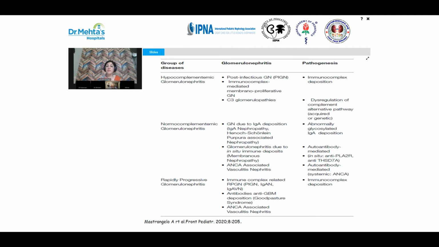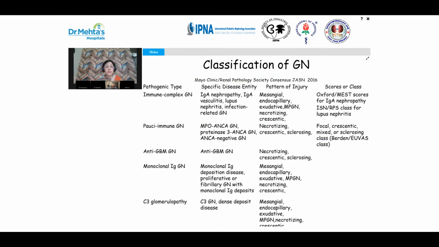The classification of GN has recently been proposed by the Mayo Clinic and taken up by the Renal Pathology Society consensus published in JASN in 2016. They said that we can identify two more patterns if we take the pathogenic types and try to correlate them clinically. So there are the immune complex, the post-immune and anti-GBM disease that we just discussed.